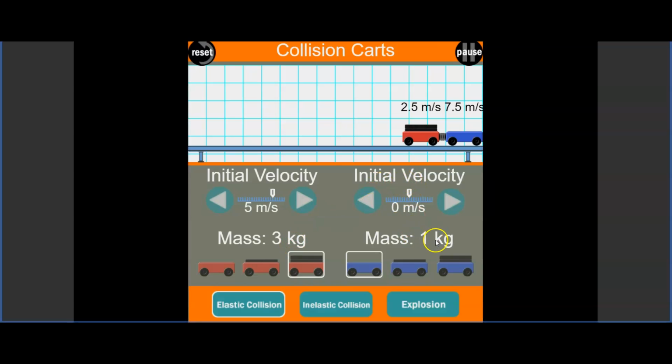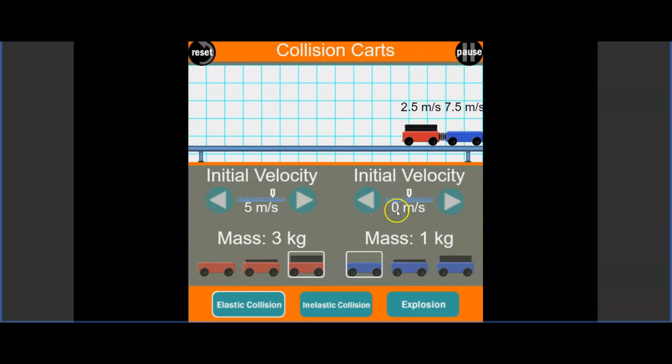Notice the mass is the same. These two things, their mass didn't change. They didn't break up, fall apart, blow up, or get heavier. But their velocities changed after the collision. I can play it again, right? I can reset it and play it again for you. First it's 5 and 0. Now it's 2.5 and 7.5. Both positive, both going to the right. Those are my velocities after the collision.